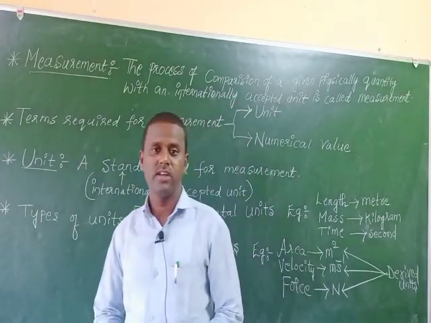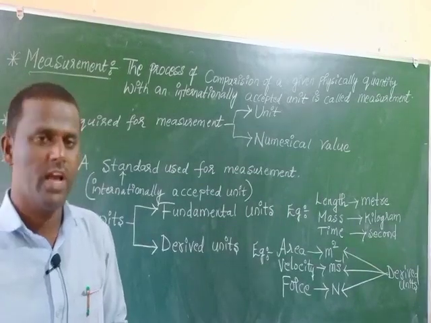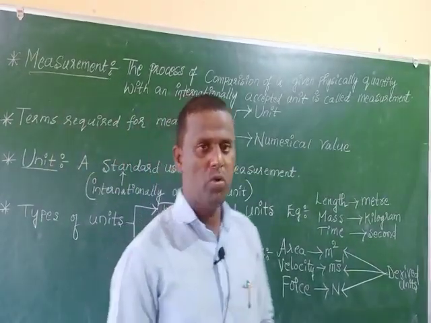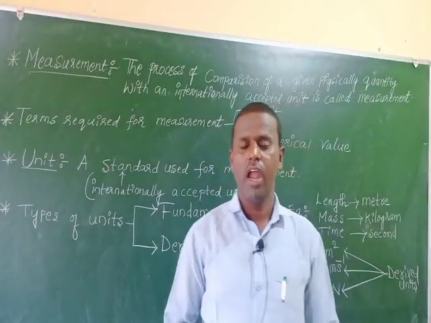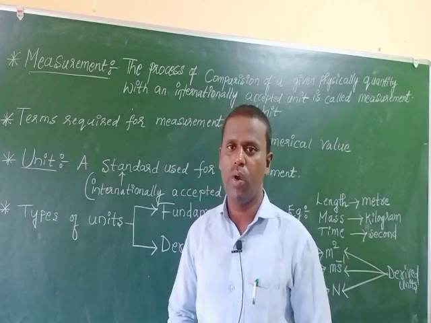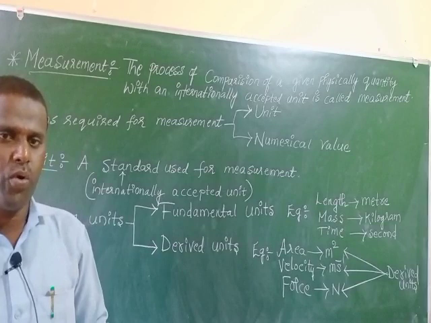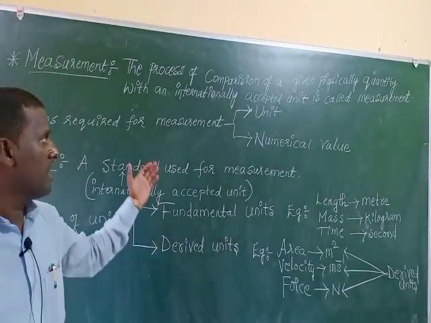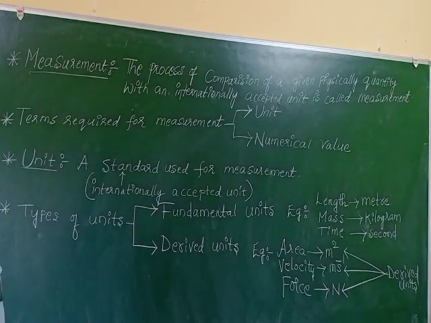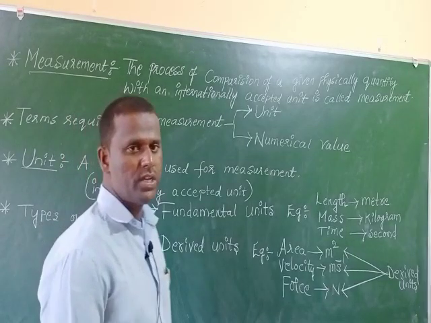We started the second chapter of the first unit, that is units and dimensions. In the last class, I was telling about the physical quantities and their types. There are two types of physical quantities: one is fundamental quantity and another one is derived quantity. So in this class I am going to start the concept called measurement of a physical quantity.